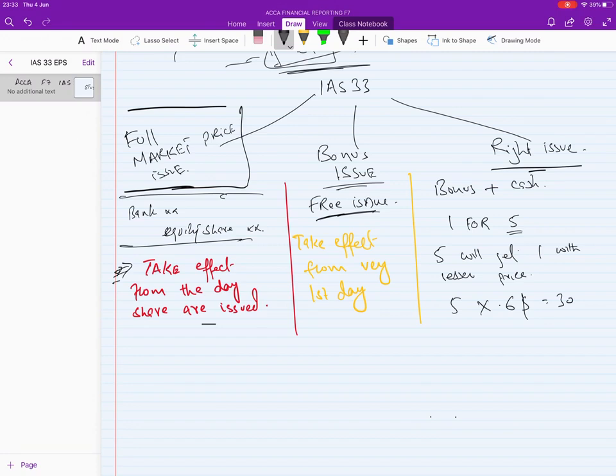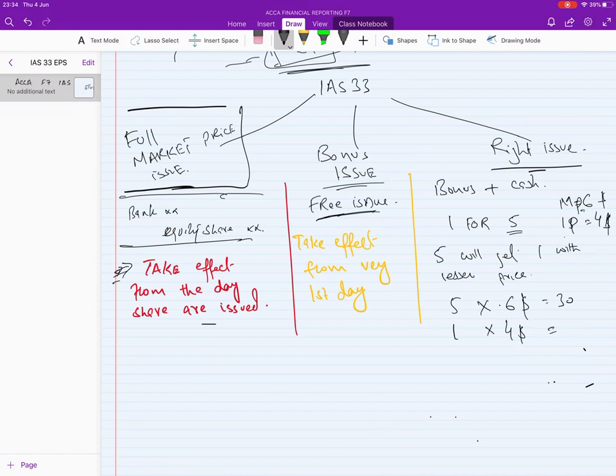So say the market price is $6, but I will issue at $4. It means if you go to the market, you get the same share at $6. If you have 5 shares, I will give you one share for $4. Okay, so let's see here. I can give you one share for $4.